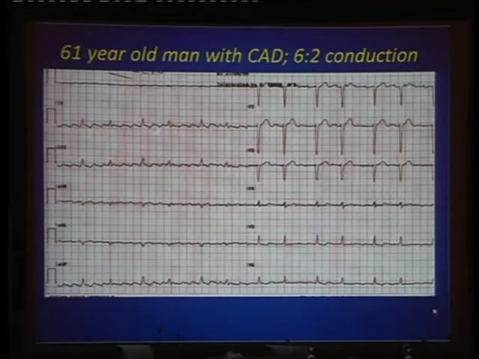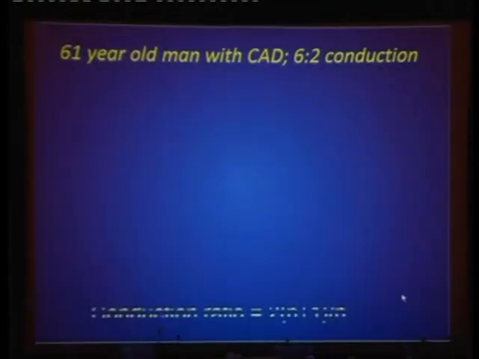Here's another one. Here's a 6-to-2. Same thing. 1, 2, pause, 1, 2, pause, 1, 2. This is 2-to-1, 3-to-2. This is atrial flutter with bi-level block.